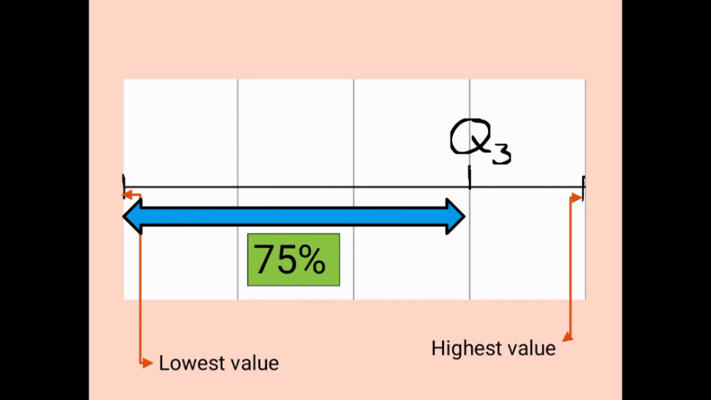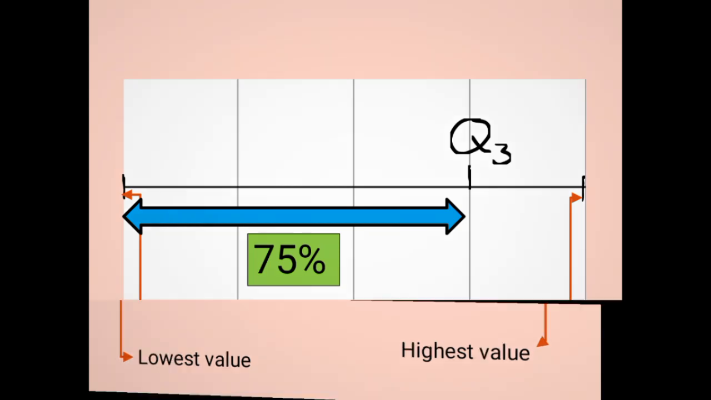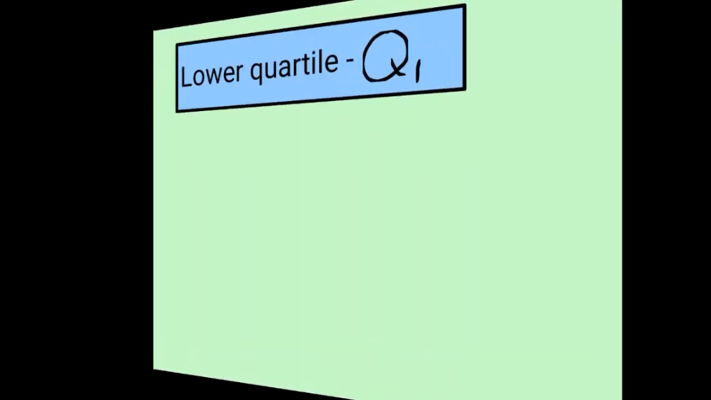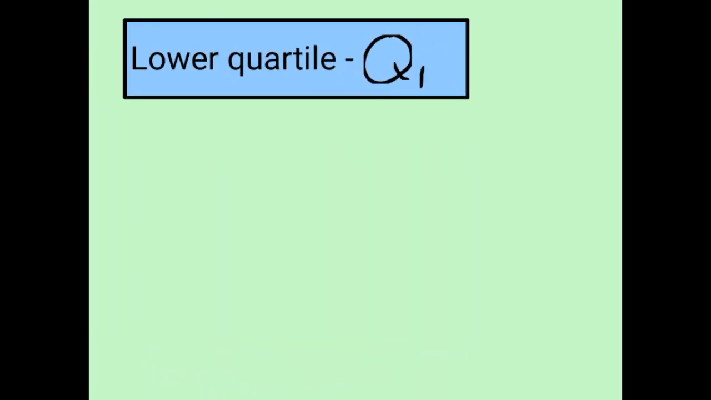First, let's take a look at how to find the upper and lower quartile for discrete data. Example: the daily mean pressure in hectopascal during the last 16 days of July in city A is recorded. The data are shown below. The data set here is from the lowest value to the highest value and hence there is no need to rearrange. So first, let's find the lower quartile Q1.